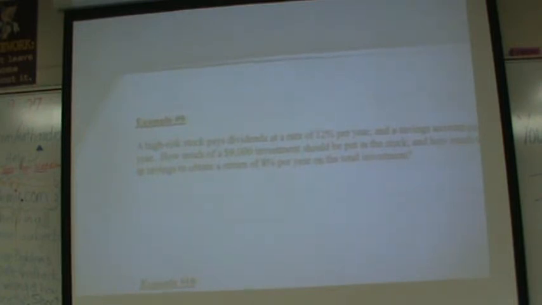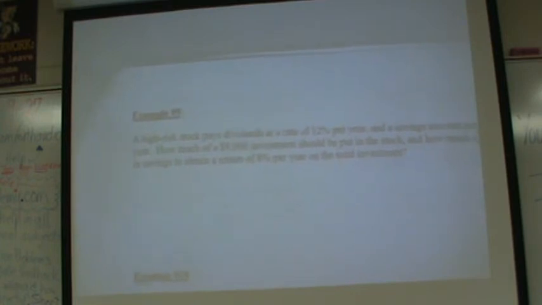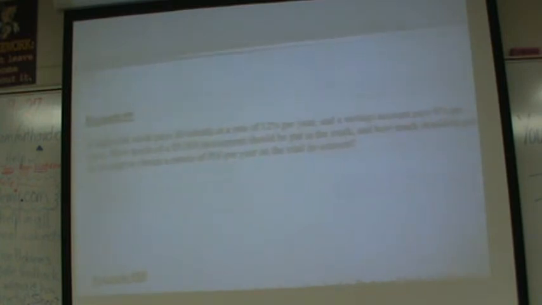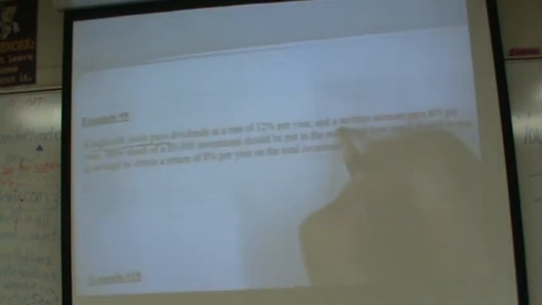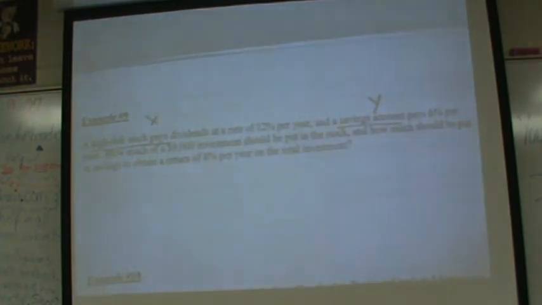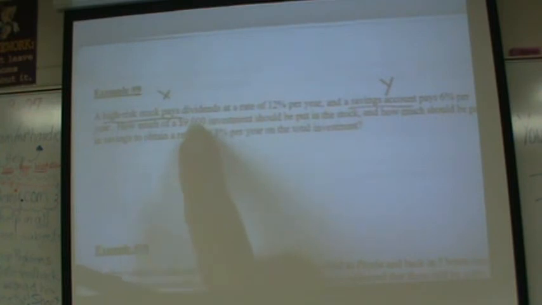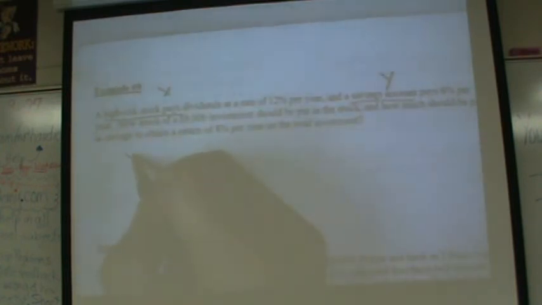So let's read this one. A high-risk stock pays 12% and a savings account. So these are your two accounts. One's a high-risk stock and one's a savings account. So those are your two items. If you want to call them X and Y, you can do that. So how much should we put in each of these accounts? We're going to invest $9,000. So one of our equations is going to be X plus Y equals 9,000.